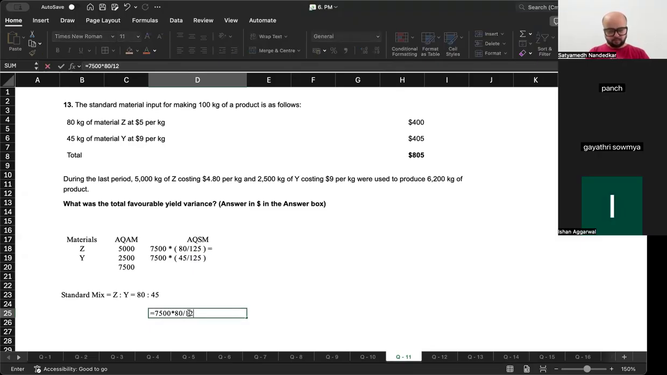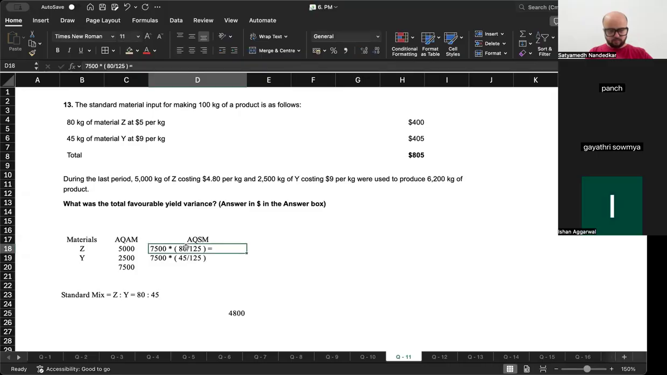So 4,800. 4800. This has to be, I think, 2700. Yes, sir. Actual quantity, actual mix, actual quantity, standard mix. Yield variance is, so you will need standard quantity, standard mix, which is standard quantity of input for actual output.